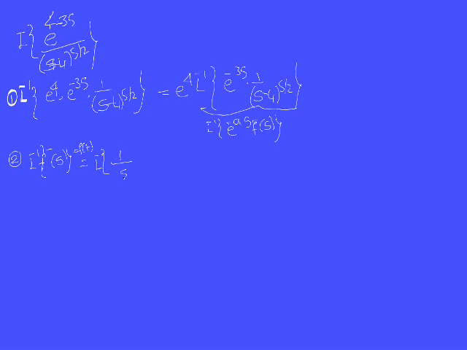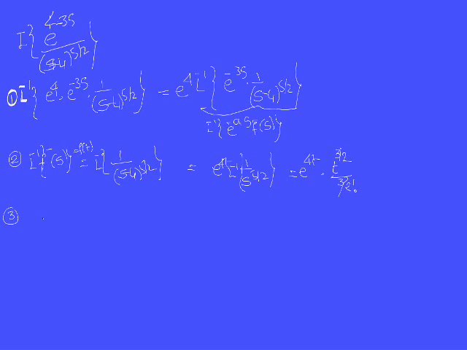Here f bar of s is equal to 1 by (s plus 4) whole power 5 by 2. That is equal to e power minus 4t into L inverse of 1 by s power 5 by 2, which is equal to e power minus 4t into t power 3 by 2 divided by factorial 5 by 2.